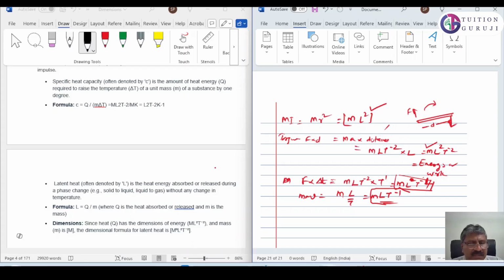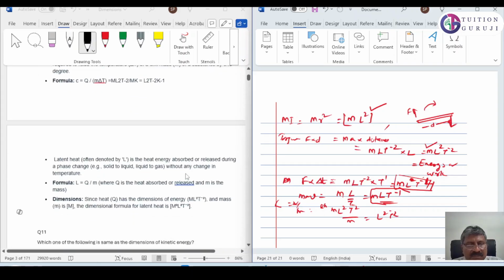Now similarly, the formula for latent heat is L is equal to Q by M. Q is energy, which we know is M L square T raised to minus 2. Why? Force into distance is energy. Force is M L T raised to minus 2 into L, that is M L square T raised to minus 2. So Q by M gives L square T raised to minus 2. So these are not the same. Therefore, the correct answer is momentum and impulse.